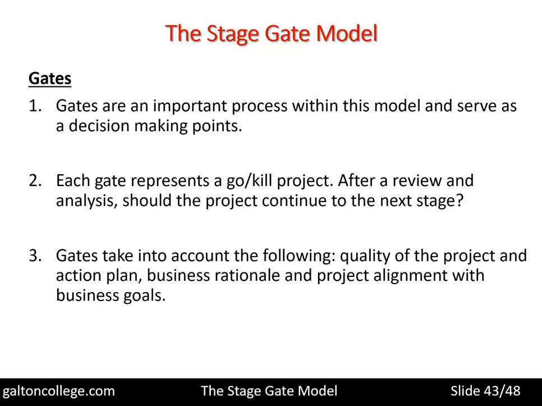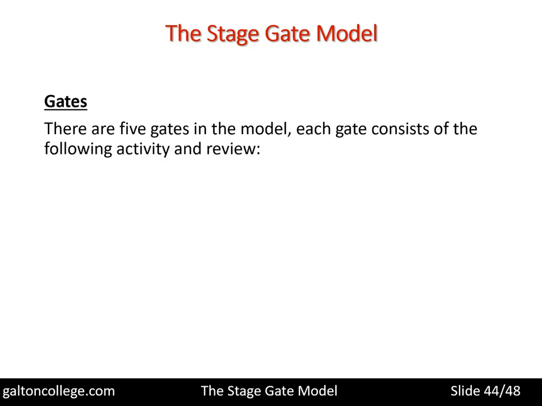Gates take into account the following: the quality of the project and the action plan, the business rationale, and the project alignment with business goals. It looks at everything, in fact. The gates cover just about every aspect of producing this new or innovative product. It looks at everything to see at what point it should cease or continue. There are five gates in the model. Each gate consists of the following activities and review.